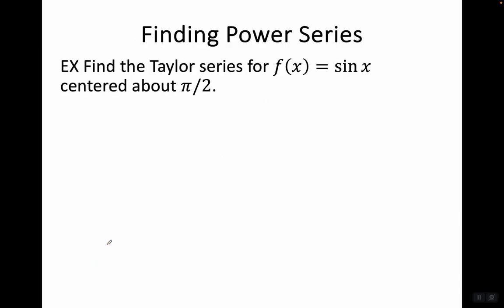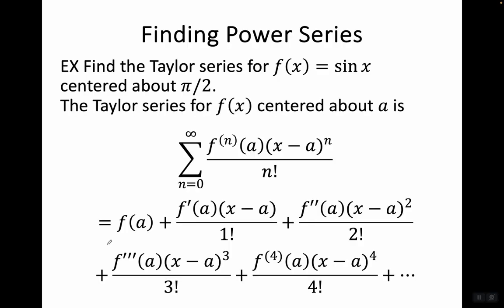For example, let's find the Taylor series for f of x equals sine x centered about pi over 2. The Taylor series for f of x centered about a is the sum as n goes from 0 to infinity of the nth derivative of f at a times x minus a to the n over n factorial. In other words, that's going to be f of a plus f prime of a times x minus a over 1 factorial plus f double prime of a times x minus a squared over 2 factorial plus f triple prime of a times x minus a cubed over 3 factorial plus the fourth derivative of f at a times x minus a to the fourth over 4 factorial, etc.